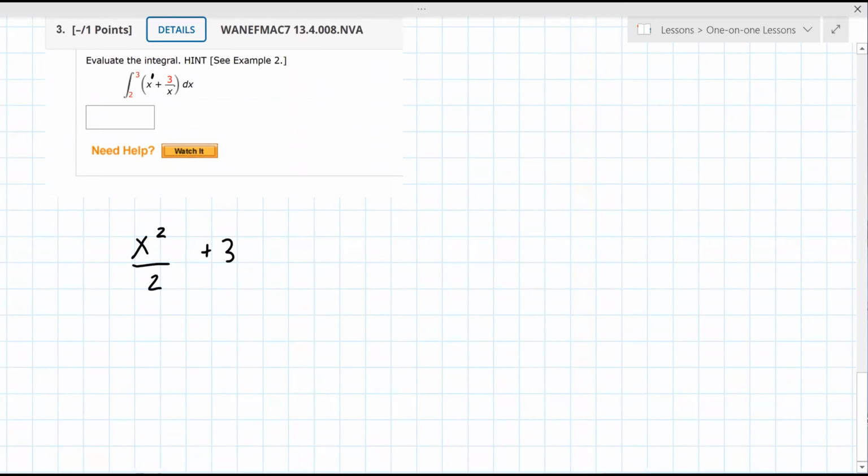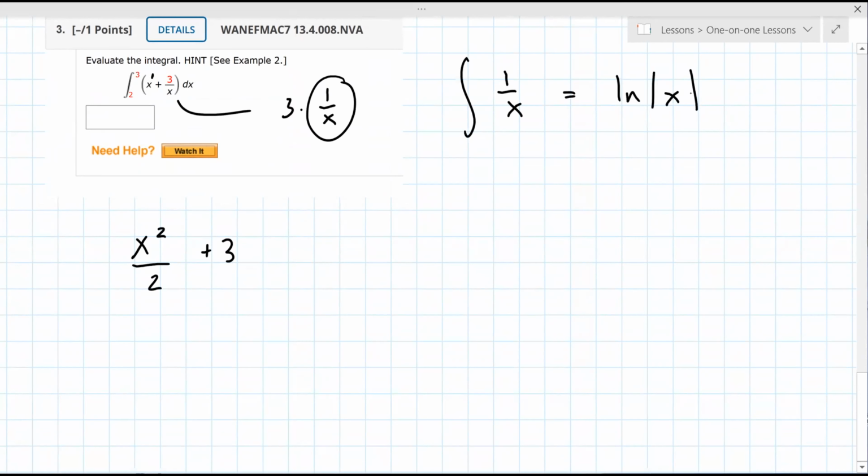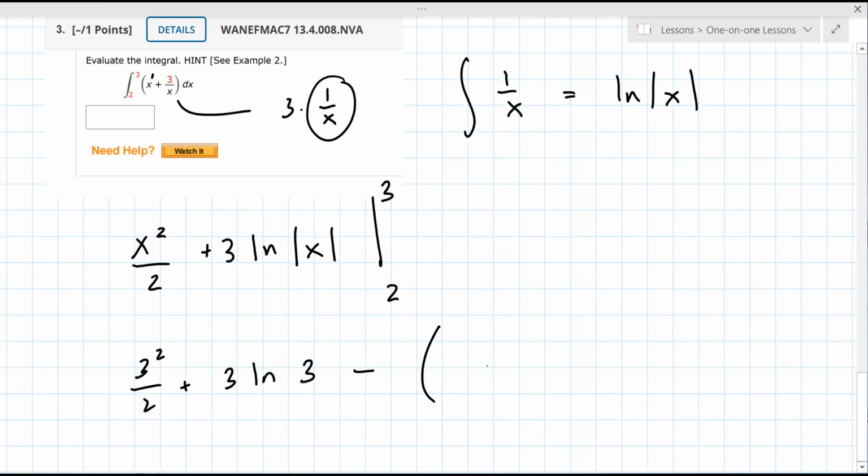Now this 1 over x, this is really 3 times 1 over x. This is a special case. The integral of 1 over x is the natural log absolute value of x. It just is that, without much more explanation. So that's an exception you have to remember. And then you evaluate it from 2 to 3. So you always put that top number in first. So it's going to be 3 squared over 2 plus 3 natural log of 3 minus, and I always put this big parentheses here, 2 squared over 2 plus 3 natural log of 2.